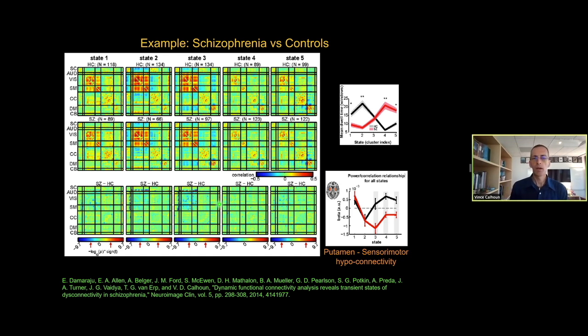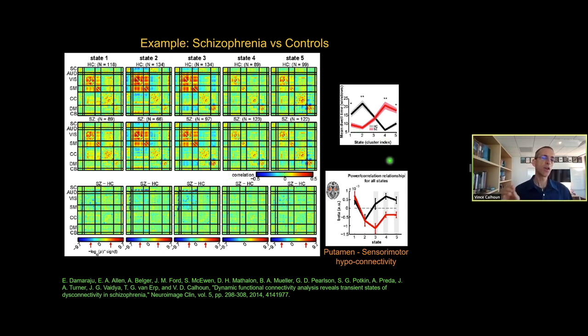Here's an example from some data looking at schizophrenia versus healthy controls. You can see 5 different states here. On the top are the healthy individuals. On the second row, schizophrenia patients. Below here are the cell-wise differences. One thing you notice is that the differences cluster differently depending on which state you're in. So for example, state 2 and state 3 have strong relationships, interdependencies between subcortical regions and sensory motor areas.